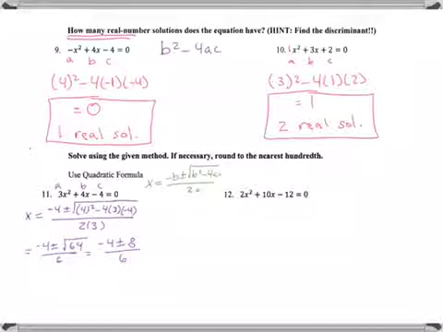So now I have my two equations I can set up. I've got -4 plus 8 divided by 6. Well, that's a positive 4 divided by 6. So that'd be 4 over 6, or 2/3. So there's one answer. Then we've got -4 minus 8 over 6, which is -12 divided by 6, which would be -2.